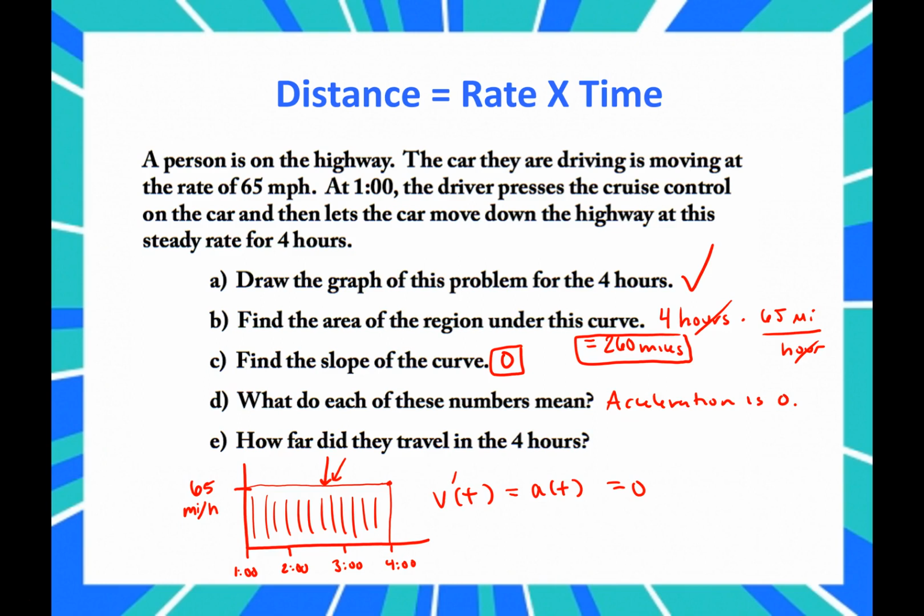Okay, how far did they travel in 4 hours? Well, we know that the area under the curve, or the integral of velocity, is going to go ahead and give me that distance traveled. So we've already found the area under the curve in part B. They traveled 260 miles.